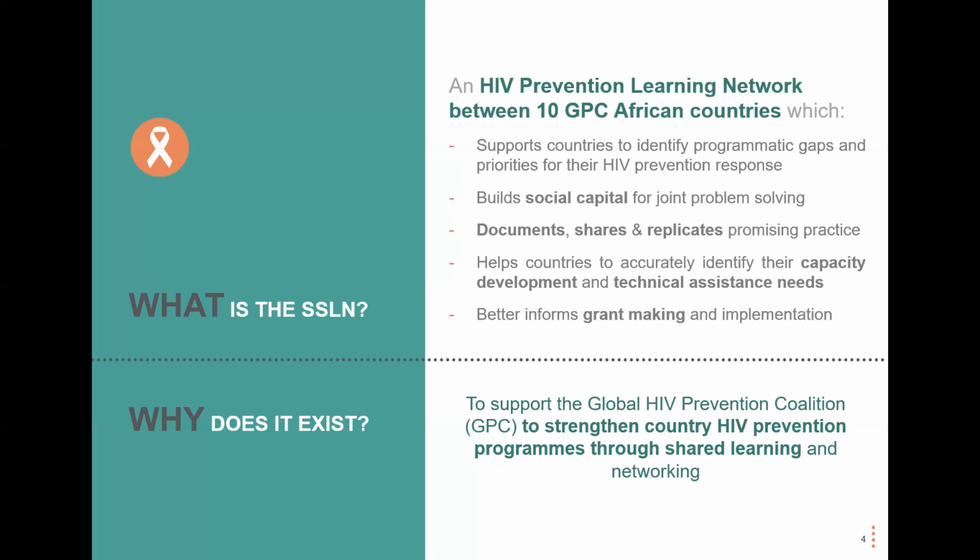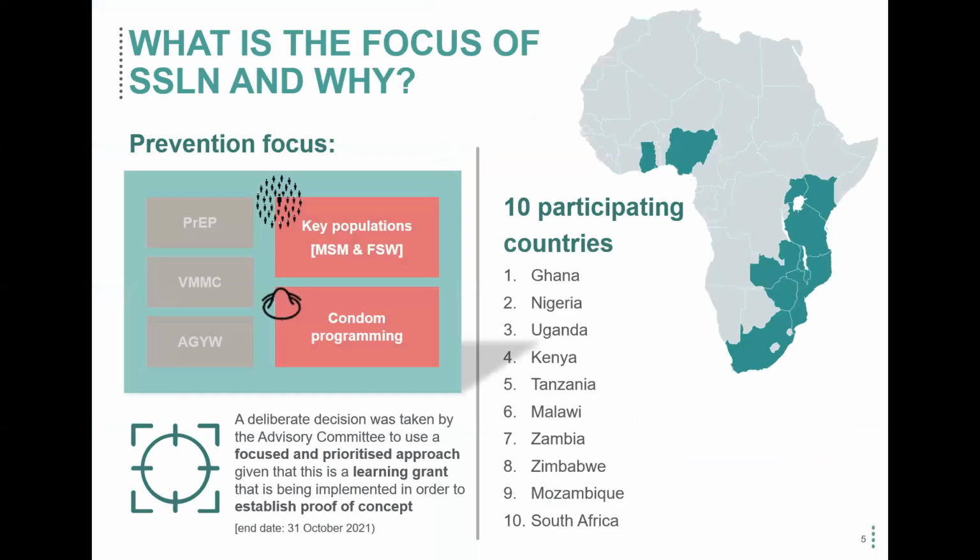And next slide, please. The South to South Learning Network is engaging with 10 participating countries, which you see on the right here, ranging from Ghana and Nigeria in West Africa, and then other countries throughout East and Southern Africa. The program deliberately focuses on two key elements of prevention. First, on key populations, MSM and female sex workers, but also on condom programming. It's a learning project supported by the Bill and Melinda Gates Foundation and really aims to prove concept to just ensure that we can get this right.